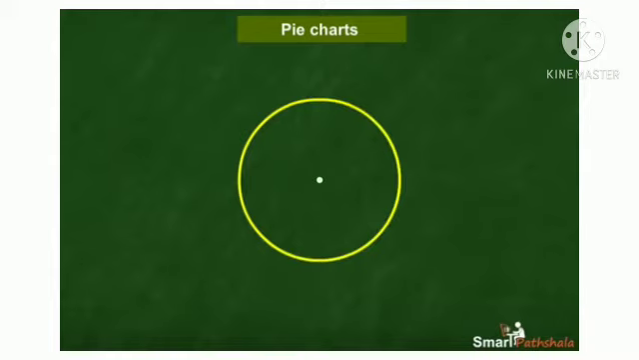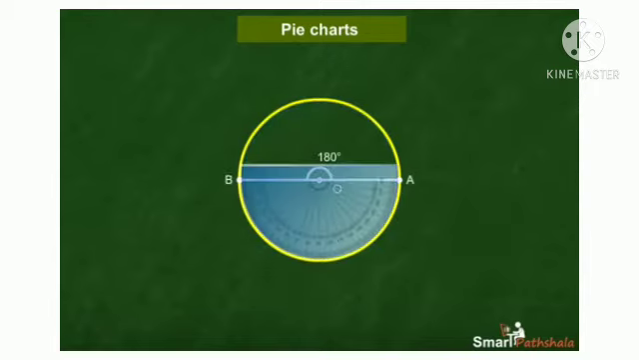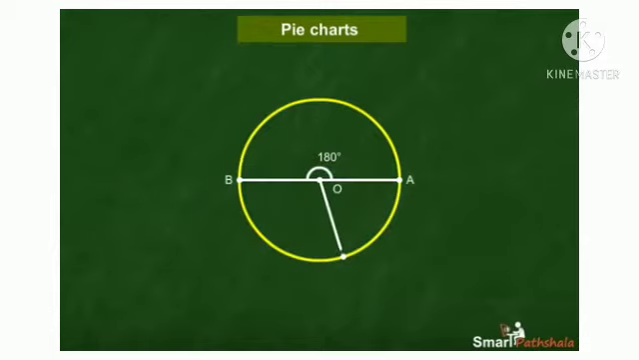1. Draw a circle with any convenient radius. Mark its center O and a radius OA. 2. The angle of the sector for dairy milk is 180 degrees. Use the protractor to draw angle AOB is equal to 180 degrees. 3. Continue marking the remaining sectors.